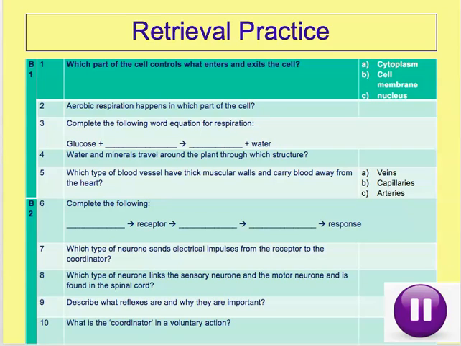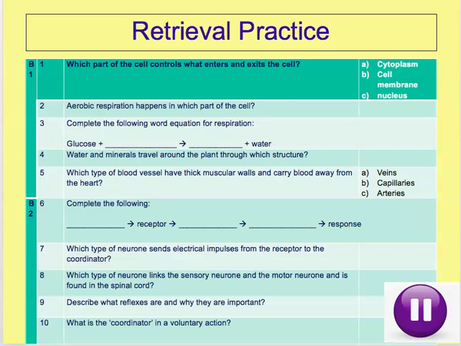Good morning. We're going to start off today's lesson with retrieval practice as always. So if you could pause this screencast and answer the 10 questions on this slide, please. When you've done them, unpause and we will go through the answers. Okay, here are the answers.